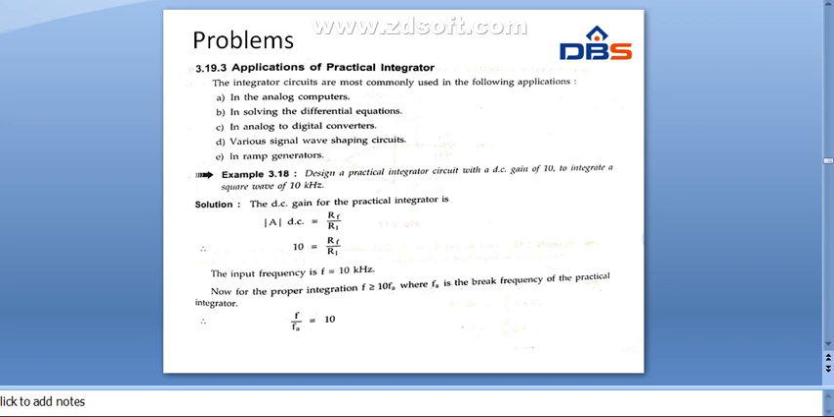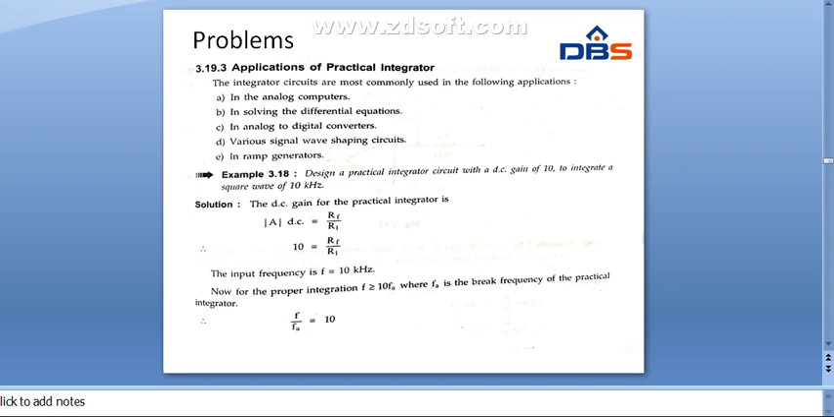So how to design an integrator? How to design a practical integrator? See this example. Design a practical integrator circuit with a DC gain of 10 to integrate a square wave of 10 kilohertz.